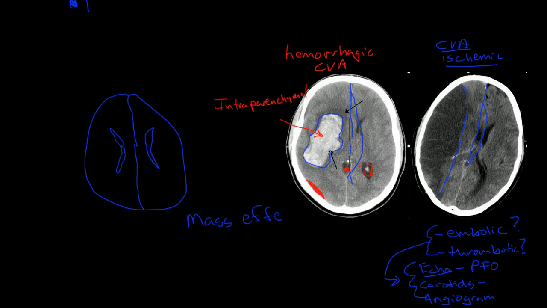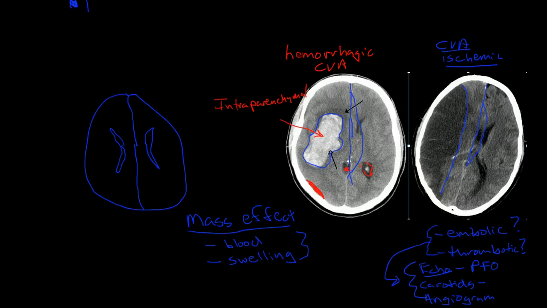And in the case of the hemorrhagic CVA, the intraparenchymal bleed, the mass effect is due to the space that is occupied by the blood. In the case of the ischemic stroke, the mass effect is caused by brain swelling. And both of these are causing an occupation. Now, other conditions can also cause mass effect.